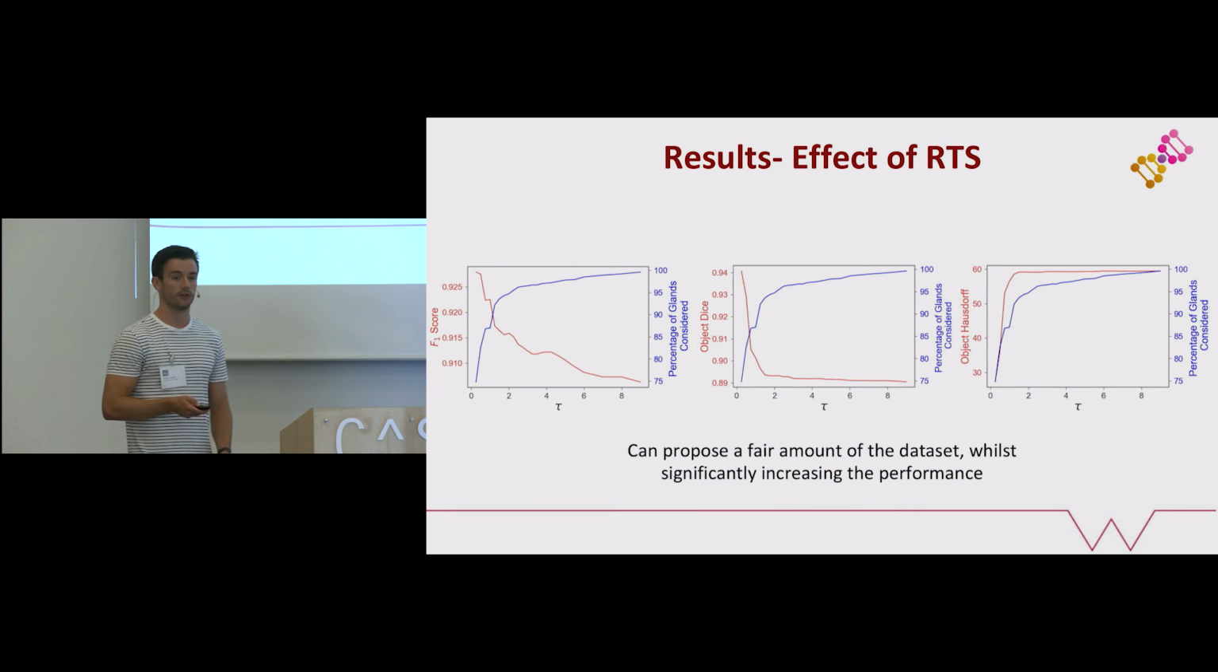Then these graphs here show the effect of disregarding predictions with a high uncertainty. We can see here 3 graphs, where on the x-axis we have tau, and tau represents the threshold that is used to disregard predictions with a high uncertainty. For example, if you have tau as 4, this means that any instance with an uncertainty score greater than 4, we will disregard.